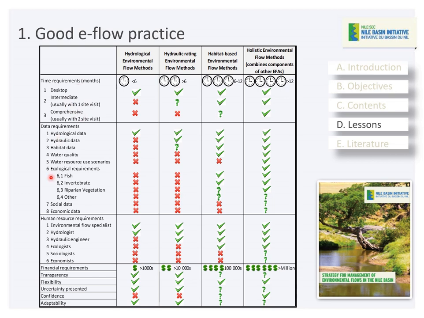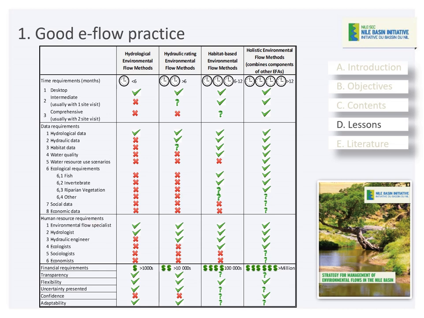The data requirements, it makes sense that with a lot more confidence, you need a lot more information, and that information pertains to hydrological data, hydraulic data, habitat data, water quality data, water resource use scenarios, and ecological data, and we often use fish, invertebrates, riparian vegetation. You can use mammals, you can look at migratory birds, you can look at amphibians, for example, and other reptiles. We need social information, economic data, and that's progressing towards these truly holistic methods.